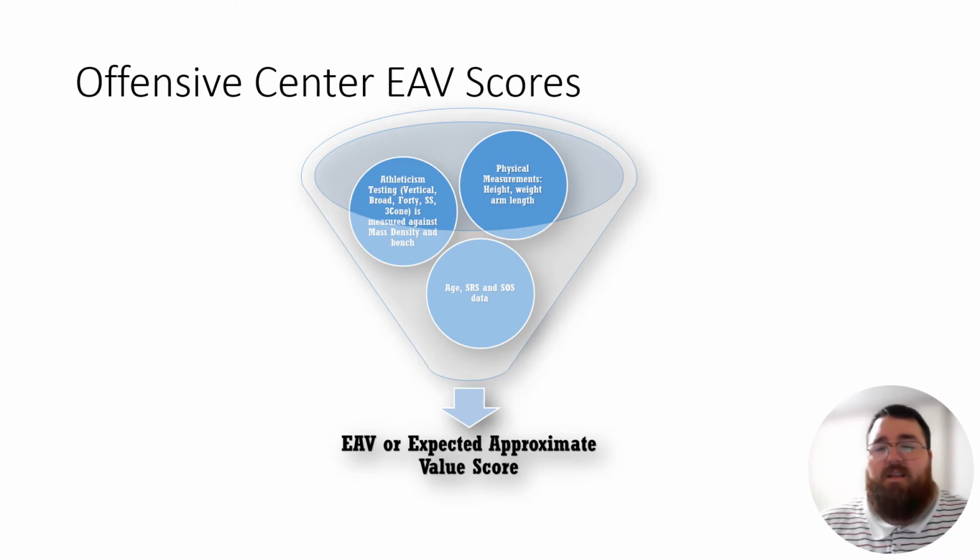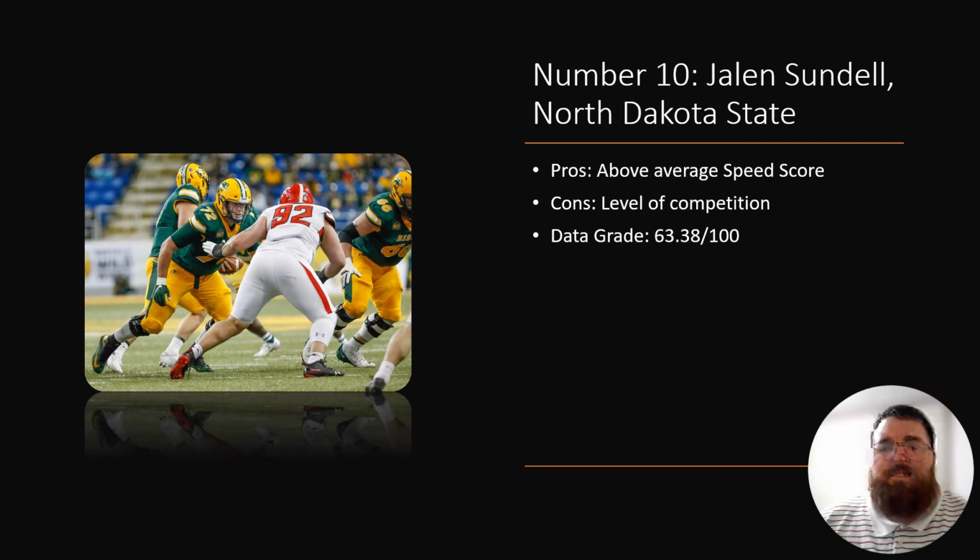So number 10, the number 10 best center based on data in the 2024 NFL Draft Class is Jalen Sundell from North Dakota State. Now the pros, above average speed score. Cons, obviously, level of competition. His data grade is 63.38 out of 100. Not the best grade, but centers typically don't have the best athleticism traits.